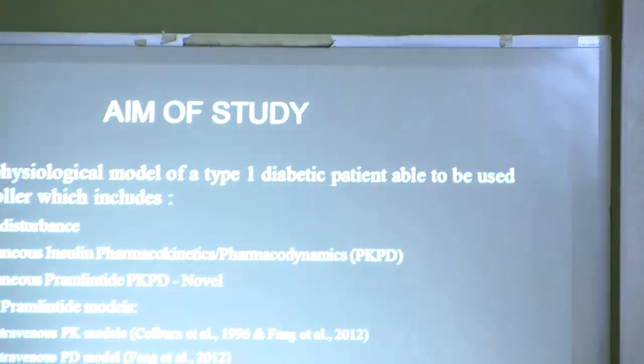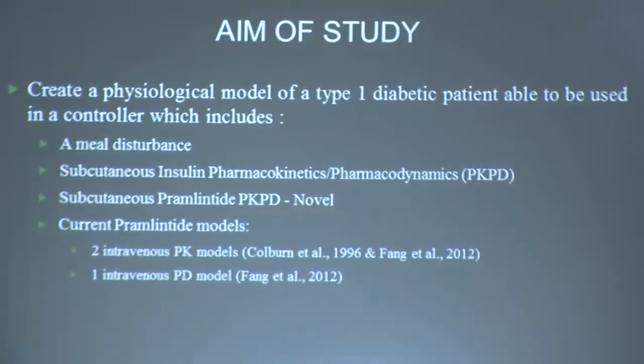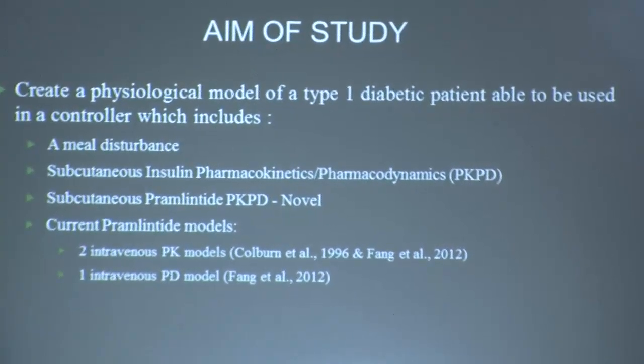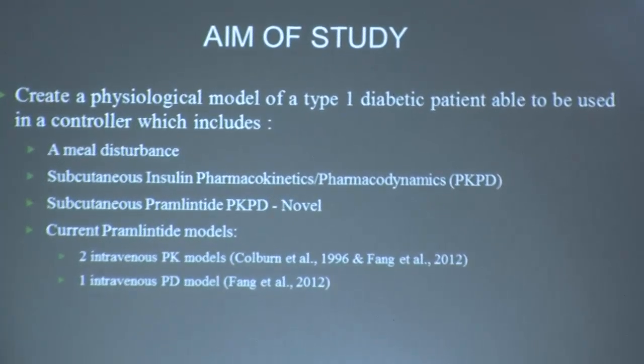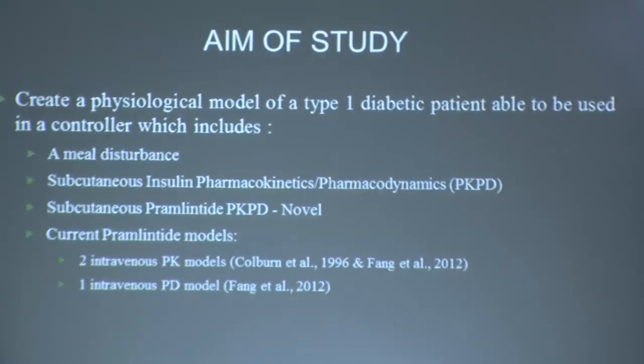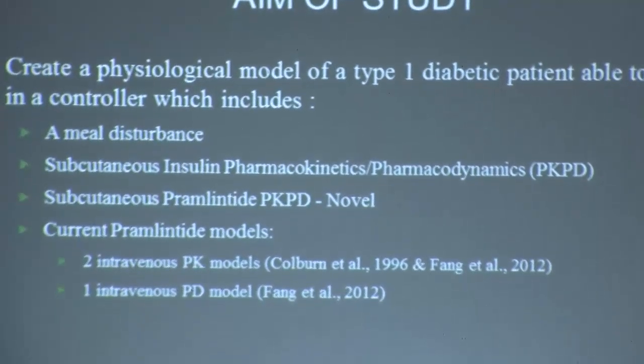So the aim of the study is to create a physiological model of a type 1 diabetic patient able to be used in a controller. This model will have a meal disturbance, will have subcutaneous insulin pharmacokinetics and pharmacodynamics, and will have subcutaneous pramlintide pharmacokinetics and pharmacodynamics. And this is the real novel part of the model. There have been no published models that include subcutaneous administration of pramlintide. So currently there are 2 intravenous PK models done by Coburn and Fan, and Fan also includes a PD model. So remember, both these are intravenous.